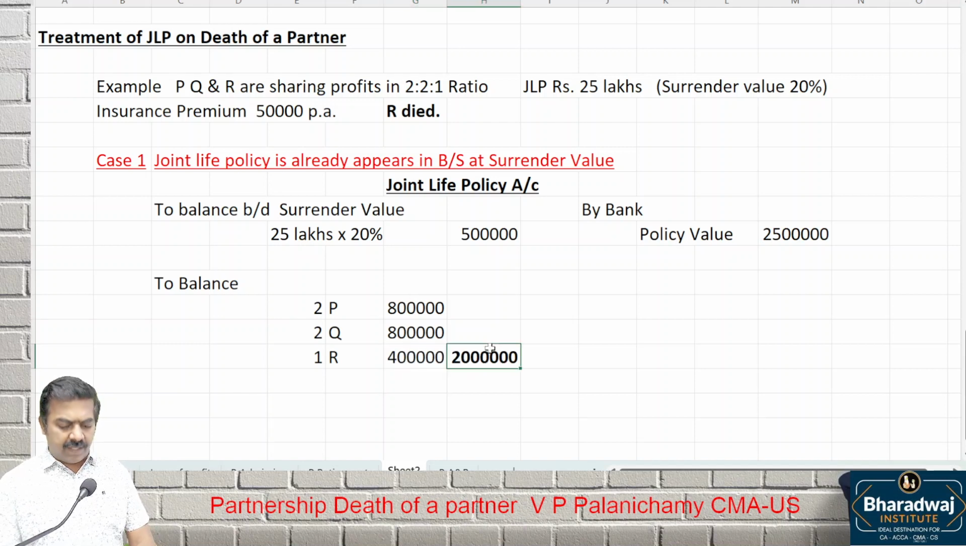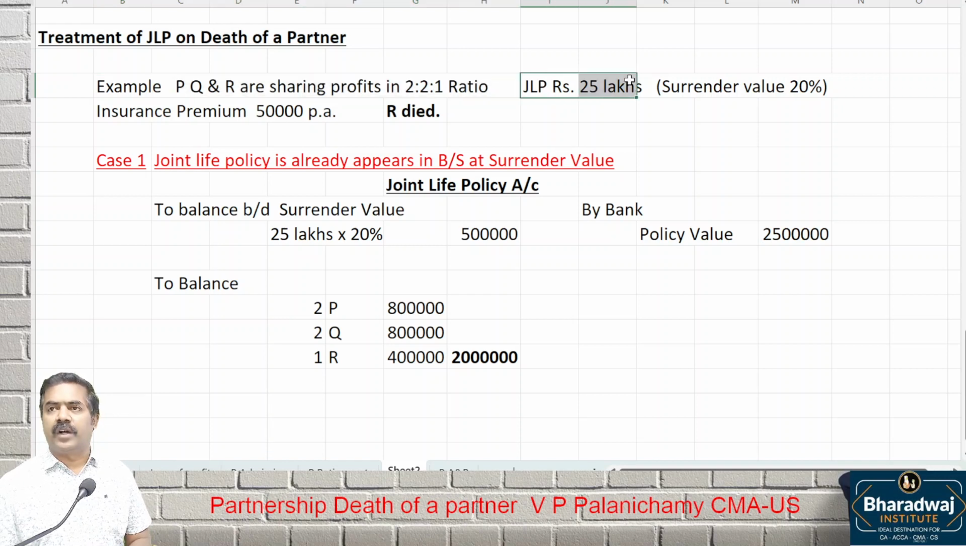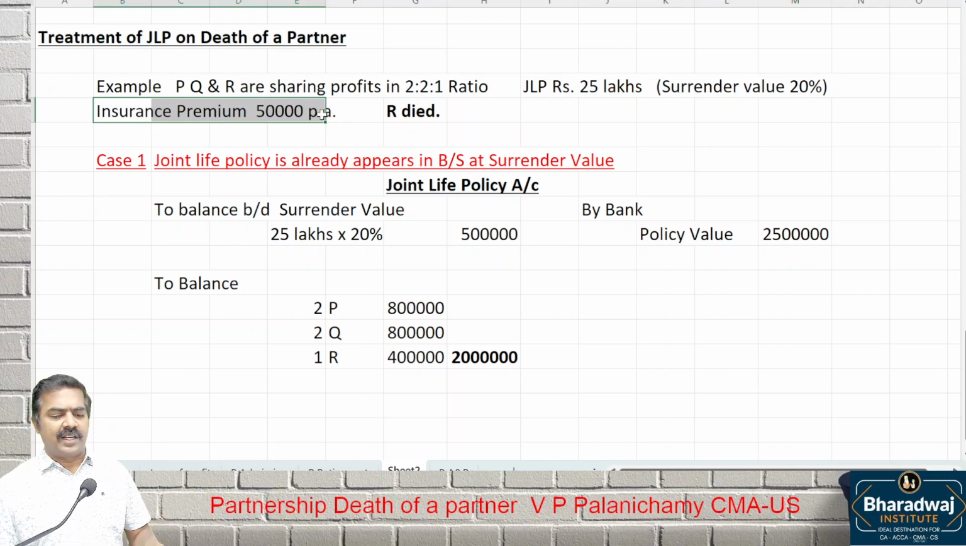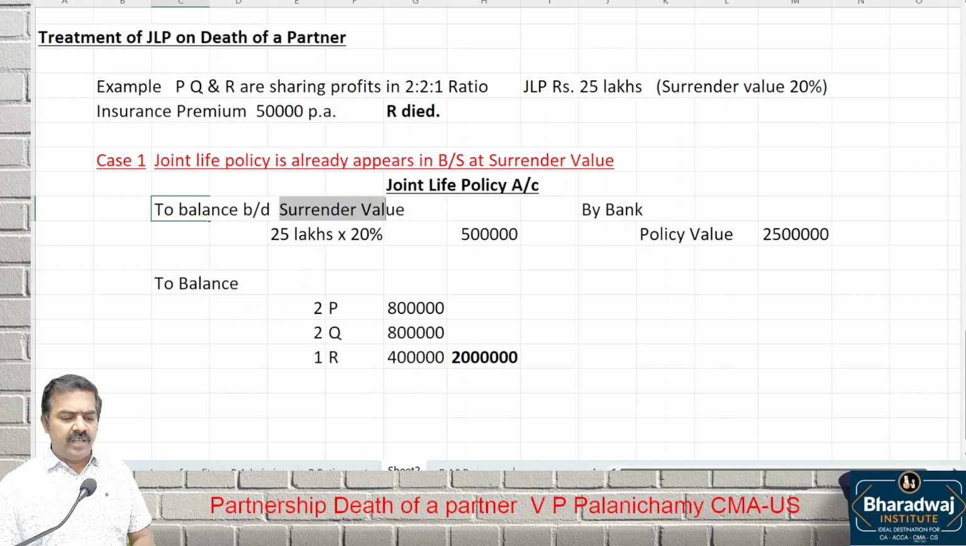Once again, you repeat, pay attention. Who are the partners? P, Q, and R. What is the profit sharing ratio? 2:1. Together insured for 25 lakhs. Surrender value 20%. Insurance premium doesn't matter for us. That is an annual expense. Who died? R died. Case 1. Joint life policy is already appearing in the balance sheet at what value? Surrender value. So already we have recorded the surrender value.